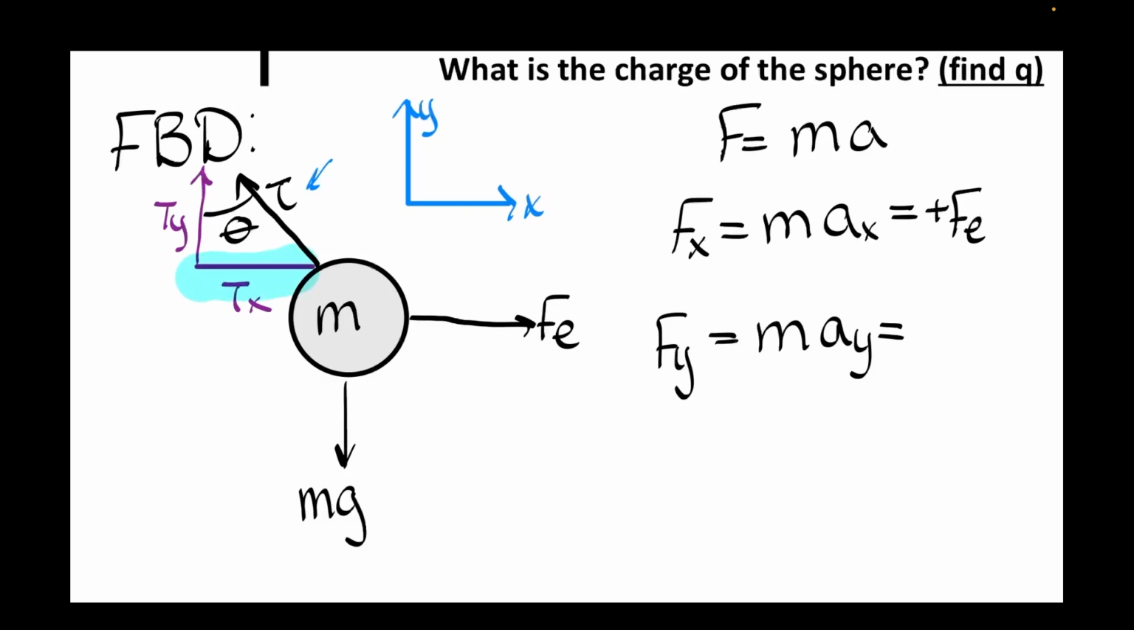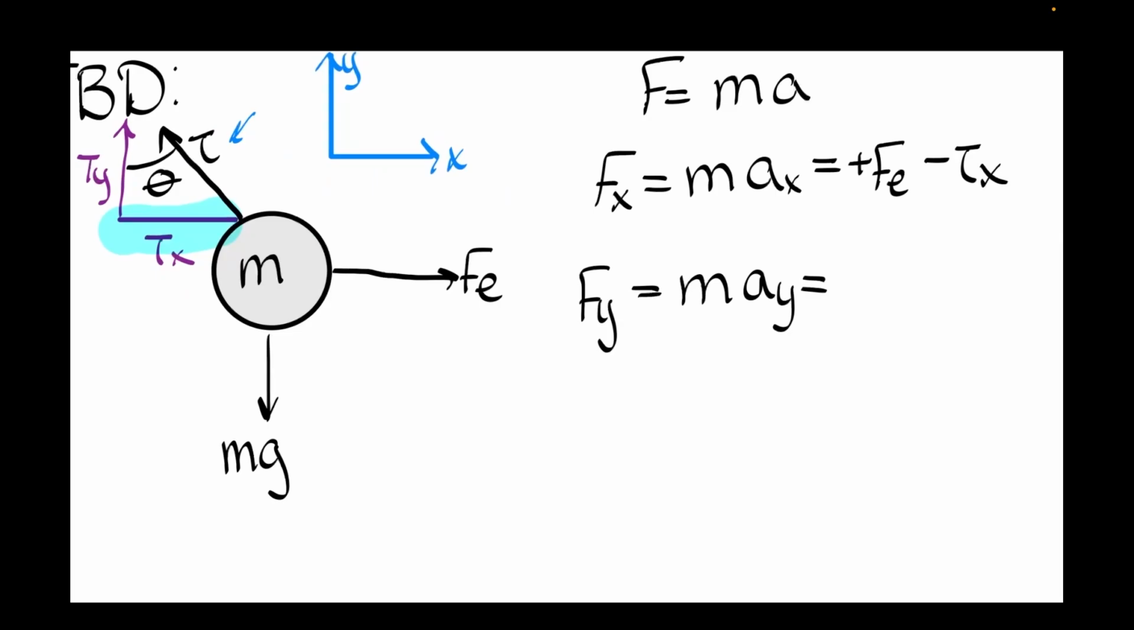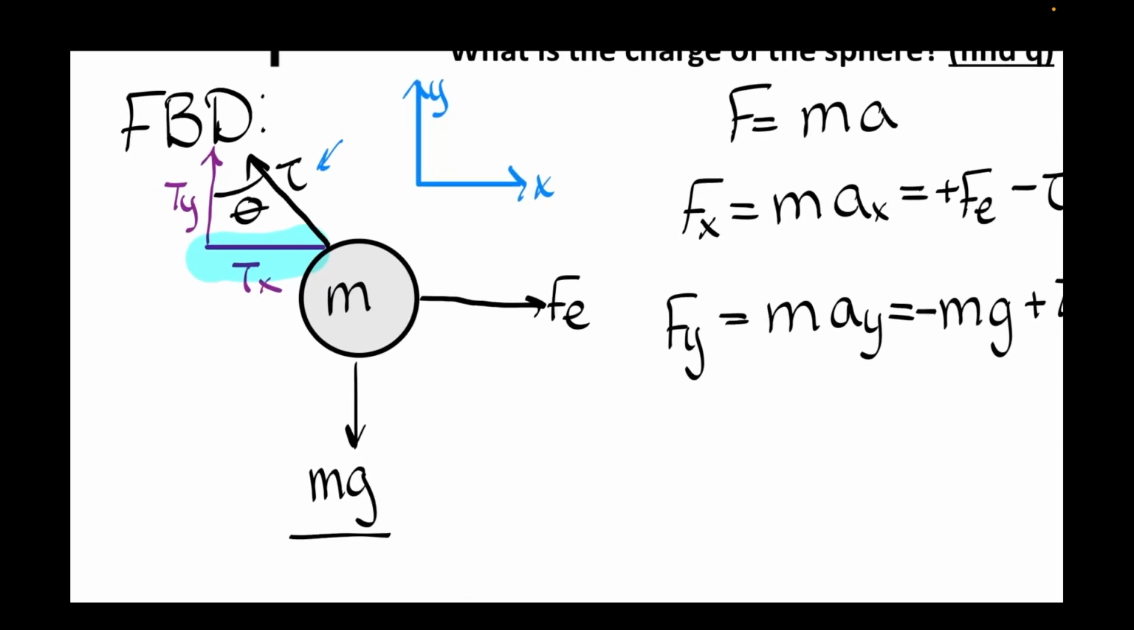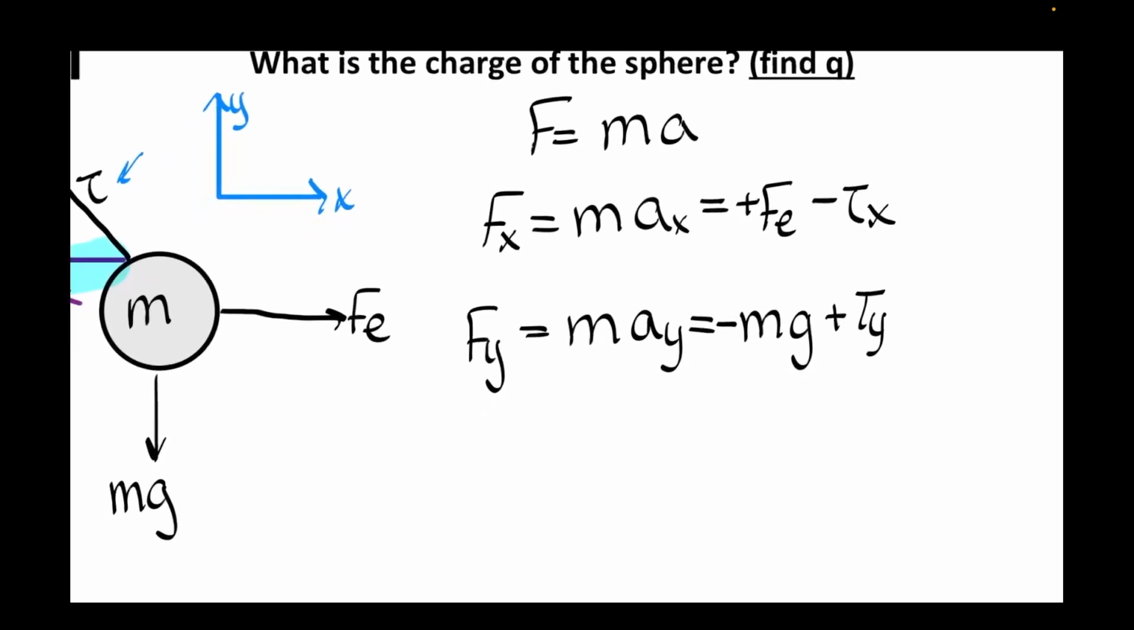And which way is our Tx pointing? It's pointing in the negative x direction, so the negative Tx. Now I have a negative mg plus a Ty. You should be able to see where that's coming from. This mg is pointing all down in the y, and this Ty is pointing all up in the y direction. All right, let's clean this up. Now we have to consider, is there any acceleration in our x, any acceleration in our y? Well, it's not moving, it's stationary. So no, this is 0 and this is 0. So this whole thing is 0.